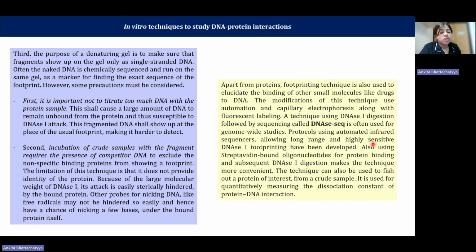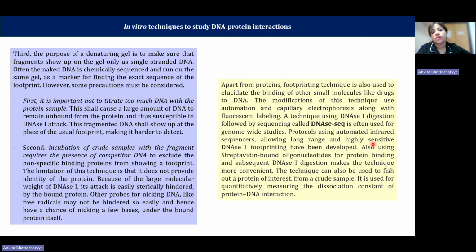That will make it much harder to detect. Second, incubating the crude sample with the fragment. If you are proceeding with that, then you need to have some sort of competitor DNA so that non-specific protein footprint can be excluded from that. So that is your control experiment if you're using a crude extract.